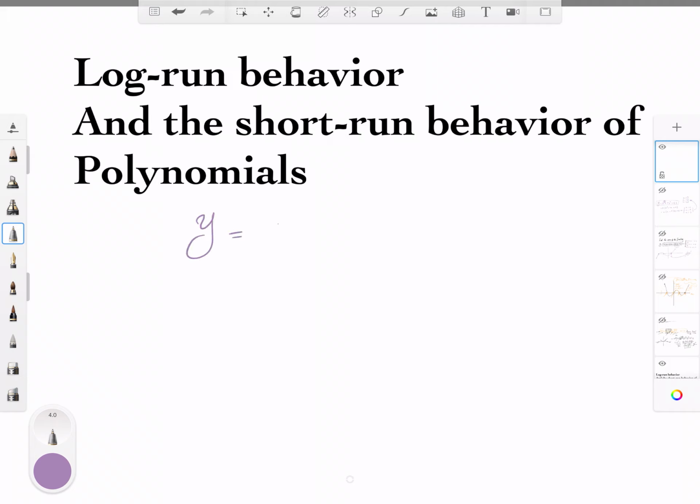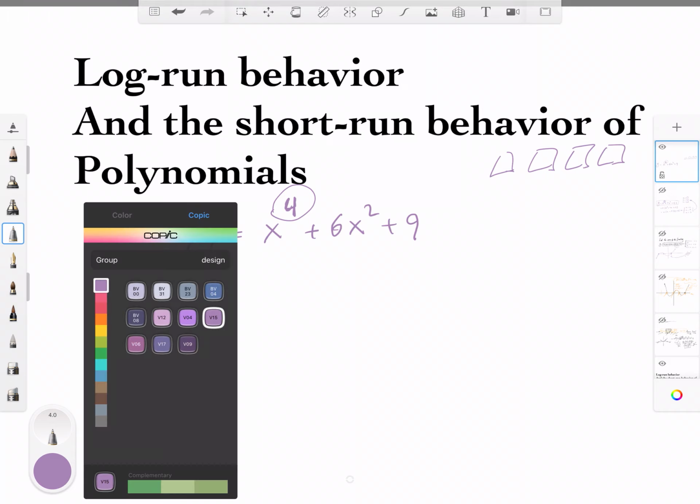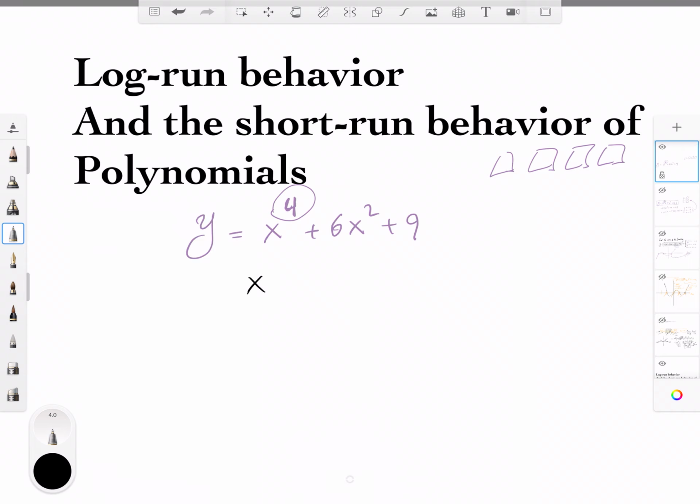Y equal to x to the power of 4 plus 6x squared plus 9. So this is degree 4. We should have at most 4 solutions, but we might have 1, 2, 3, or 4. So at most 4 solutions. I'm going to make it equal to 0. X to the power 4 plus 6x squared plus 9 equal to 0.